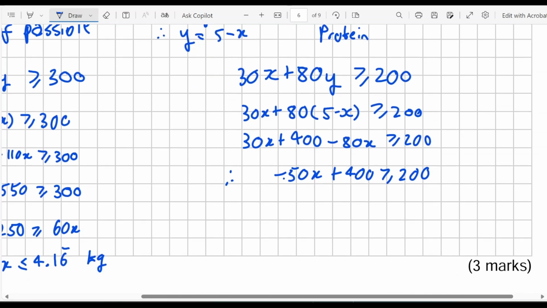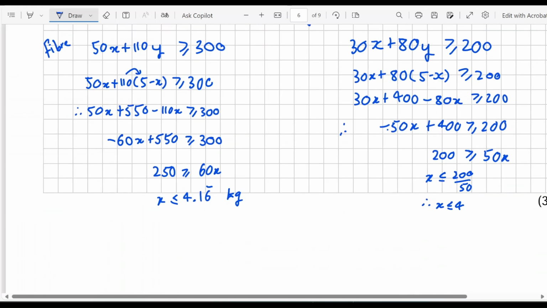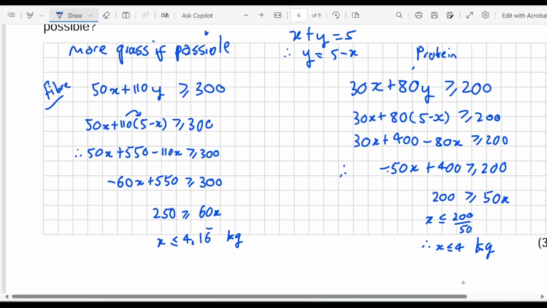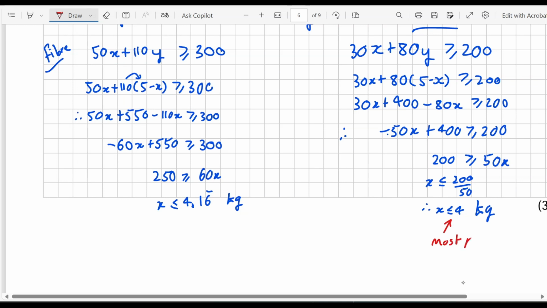And then if we do the same thing, the 50x can come over here and the 200 can subtract, so you get 200 here. Basically, if you divide by 50, x has to be less than or equal to 200 over 50. Therefore, x has to be less than or equal to 4. So the question is, how much grass can we put in this mixture and still meet our requirements? Well, the fiber requirements tell us we need at most 4.16 kilograms of grass, and then the protein requirements tell us we need at most 4. So this here is the most possible to meet both requirements of that graph.